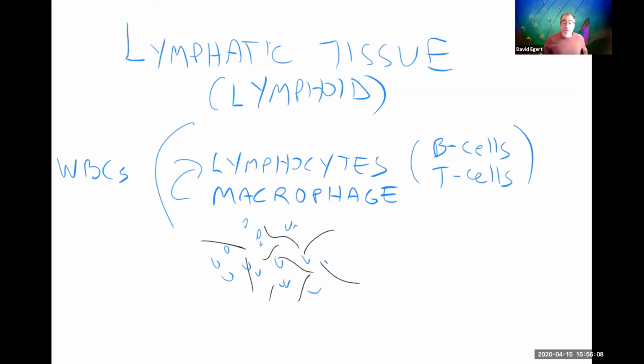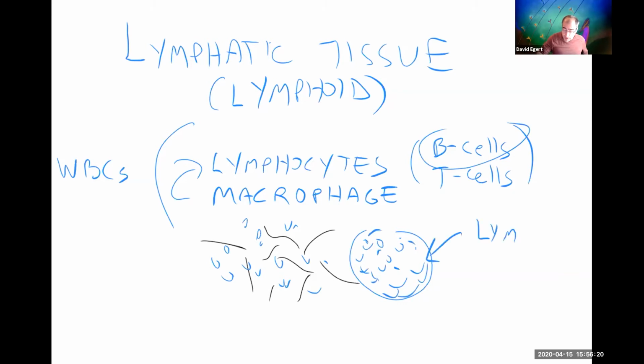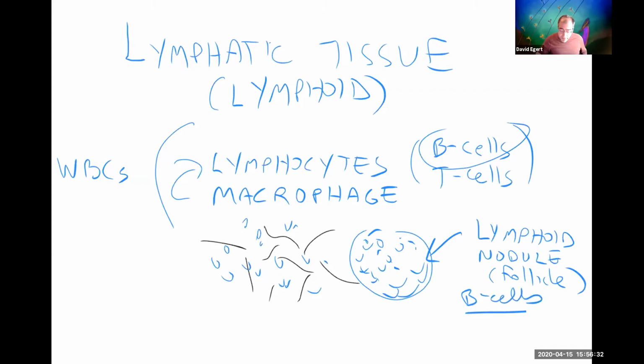There's a structure you don't have to recognize it for this class. You often get these little, especially the B cells, in these big nodules. We call it a lymphoid nodule, also called a follicle. This is where you often have the B cells. And again, we're going to talk about B cells in more detail. B cells are actually the cells that make antibodies, and we are going to talk a little bit about antibodies when we do our blood lab today.